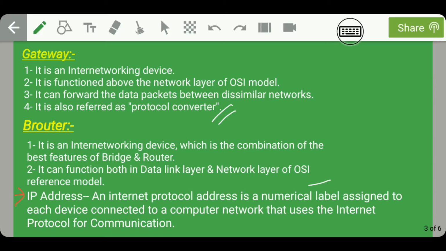So now let's move on to IP address. Guys, an IP address or Internet Protocol address is a numerical label assigned to each device connected to a computer network that uses the Internet Protocol for communication. That means that it is an address of every system, which can be a computer or mobile or any device which is connected to a computer network which uses IP for data transmission from sender to receiver.